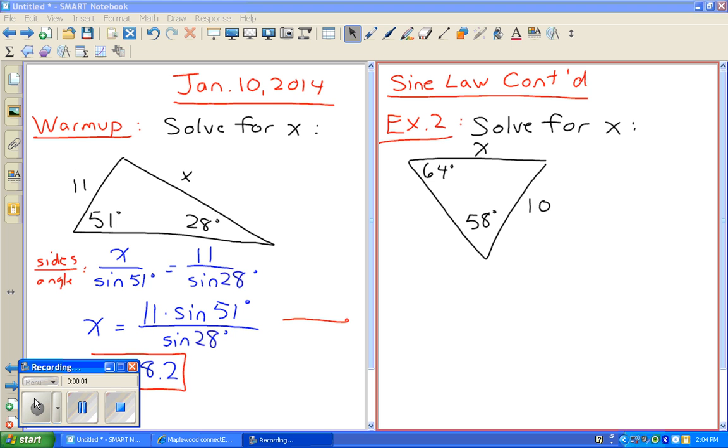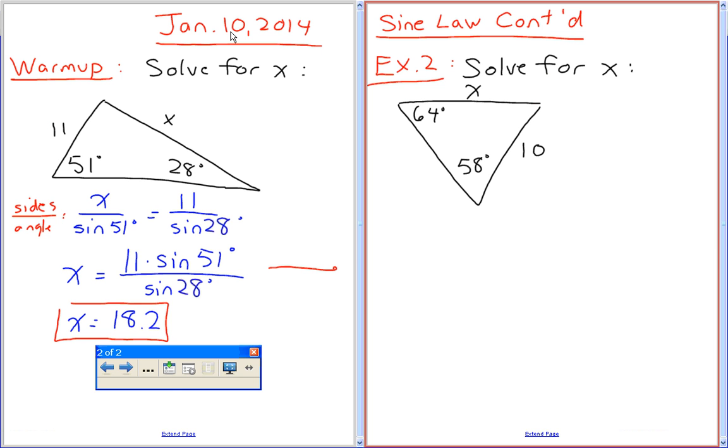Okay, here we go. Selena, you're going to be up first. We're going to do the same thing as before. We're going to relate sides to angles.